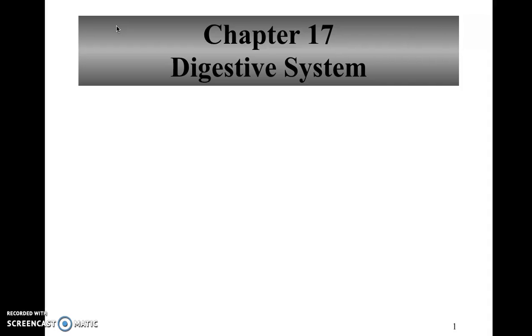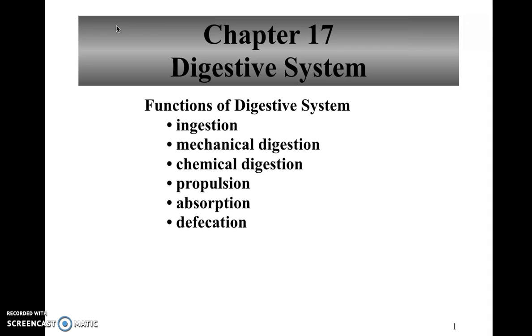The next chapter we're going to discuss is on the digestive system. The digestive system has several functions, including ingesting food, getting it into your body, mechanically digesting your food, breaking big pieces of food into smaller pieces of food, chewing your food, mixing it up in the stomach, and a couple other things we'll talk about later.